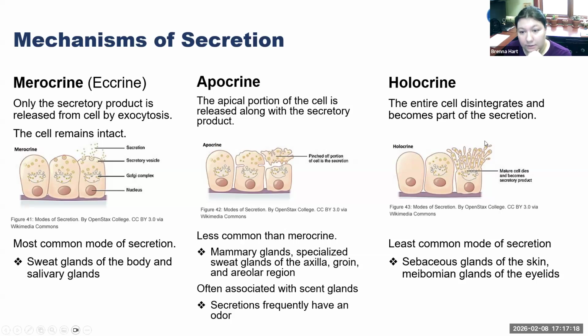And then the last one is the holocrine mechanism. In this case, the entire cell is going to disintegrate and become part of the secretion. It is the least common, so think of sebaceous glands of the skin and meibomian glands of the eyelids.